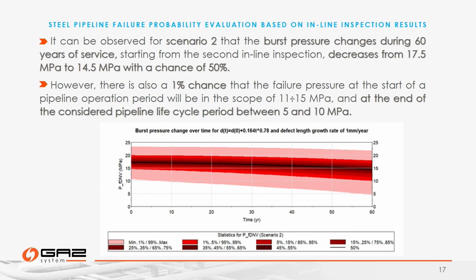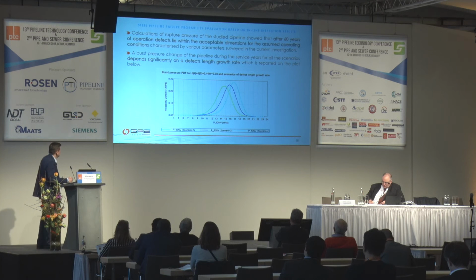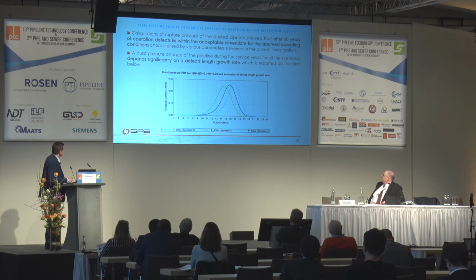Also, these are uncertain calculations, and these values are given with a certain value of probability or a certain value of chance. And the failure pressure or burst pressure or rupture pressure of the studied pipeline over the 60 years of operation of this pipeline was shown here. It depends on the defect length grow rate.